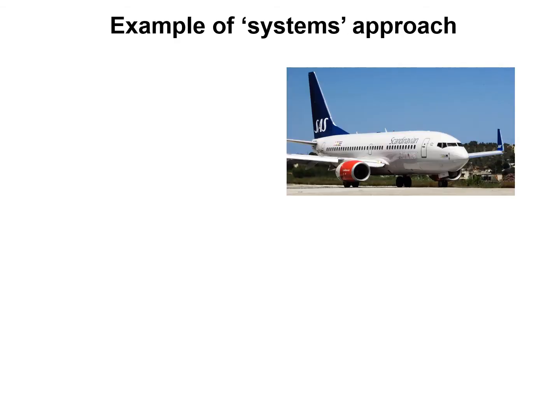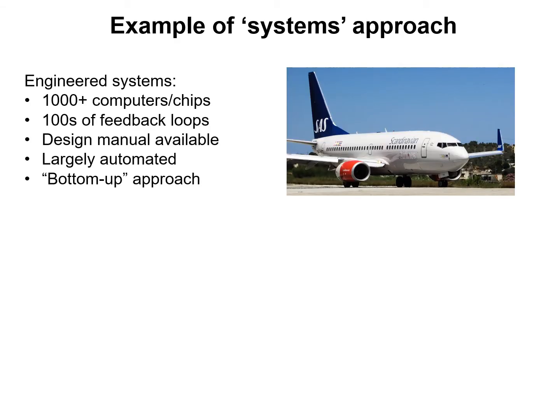Here, we see an engineered system. This particular system, an airplane, has thousands of computers or chips, various different feedback loops that have been built into this. And please remember that this particular system was designed by us, the Homo sapiens, the humans. Therefore, we know the design manual which is available for this. And this was designed largely by following a bottom-up approach.